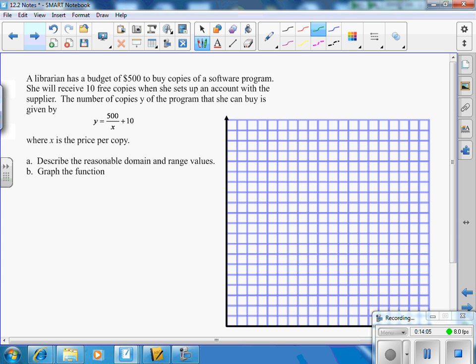So the very last problem is a story problem. I want you guys to do this on your own. And then when we come to class tomorrow, we'll go over it together.